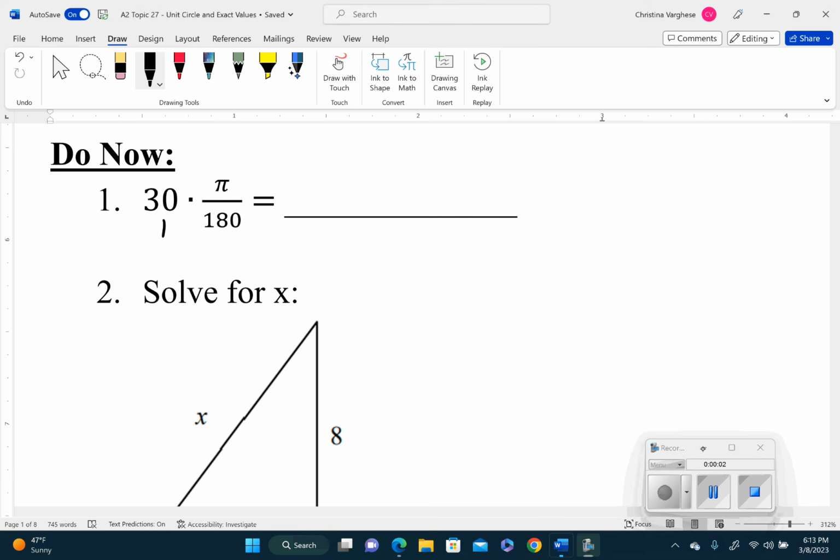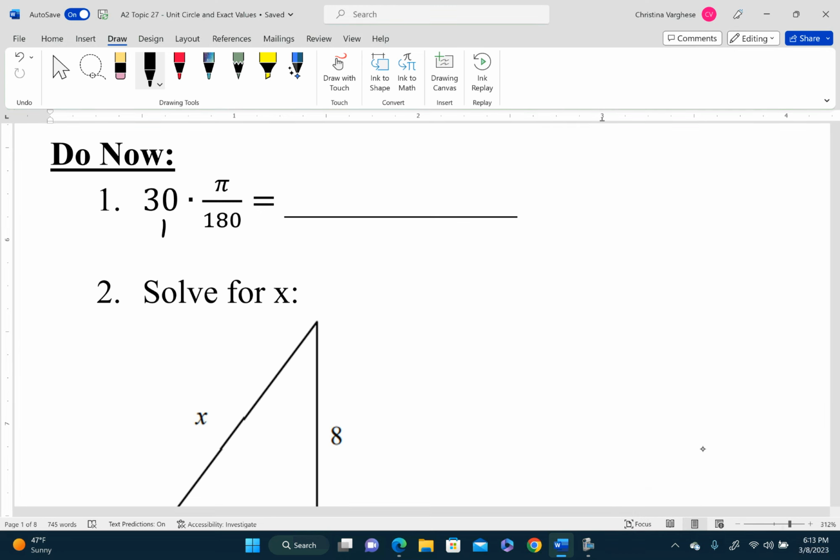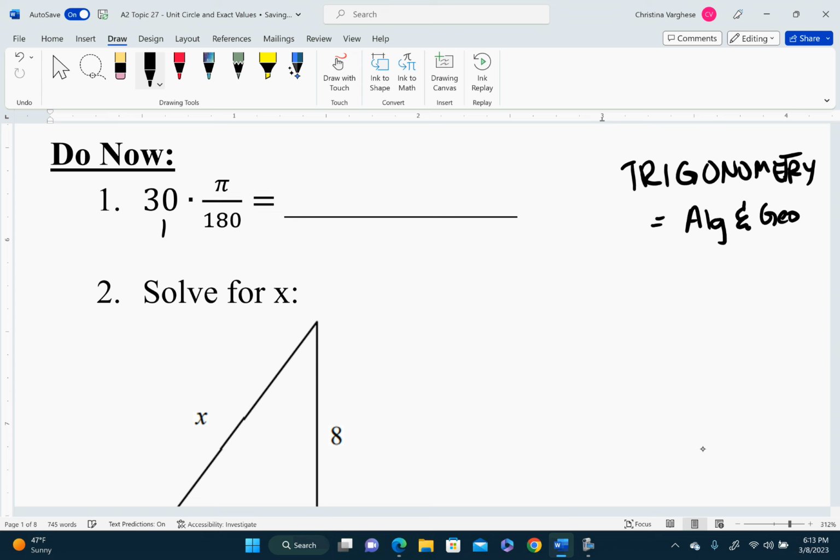This lesson is our first lesson of trigonometry. Okay, so trigonometry. What this is, basically, is a marriage of algebra and geometry together. That's what trigonometry is. We're going to talk a little bit about what this means. Before we do that, let's go ahead and start with our do now.